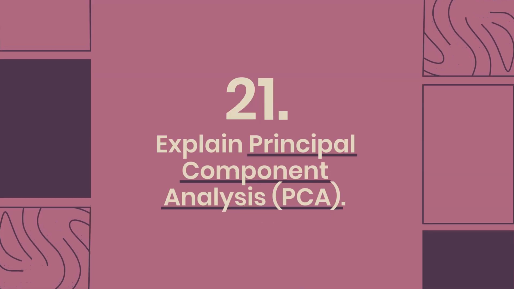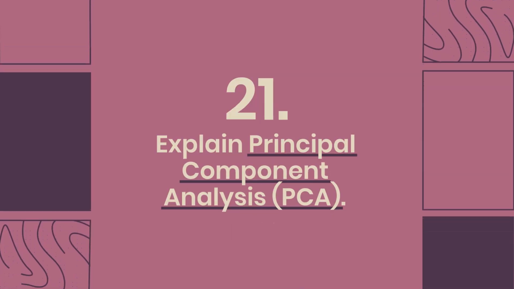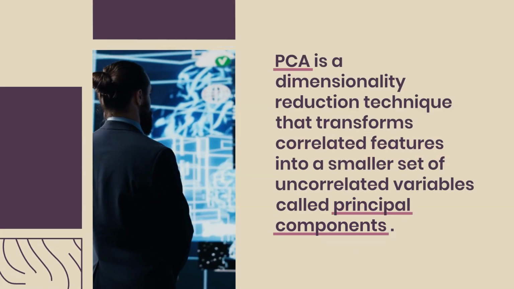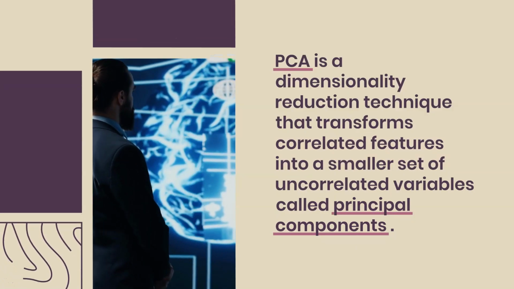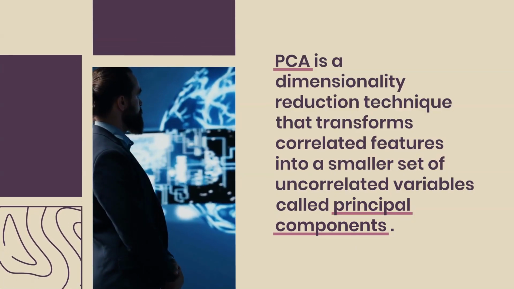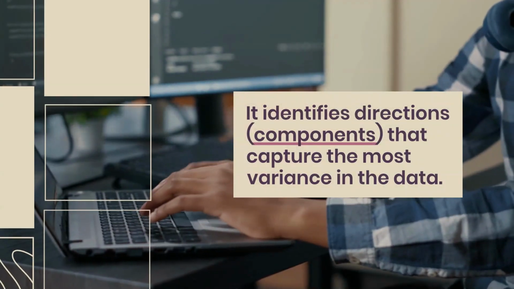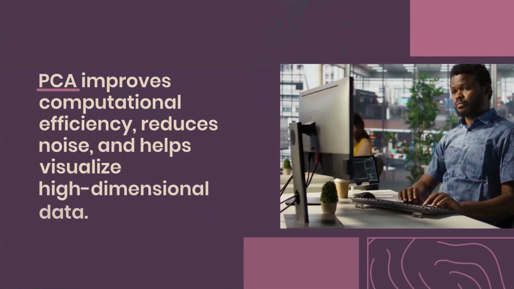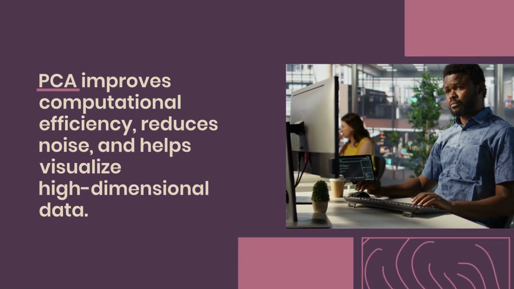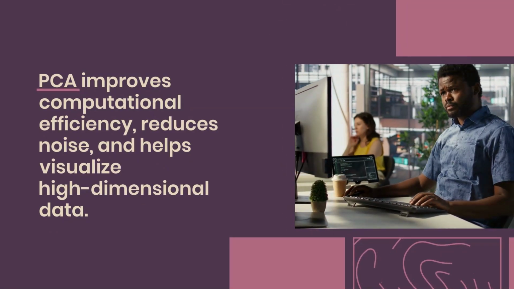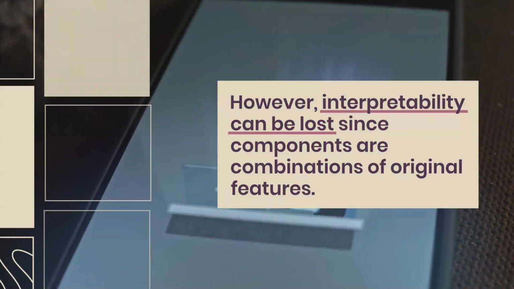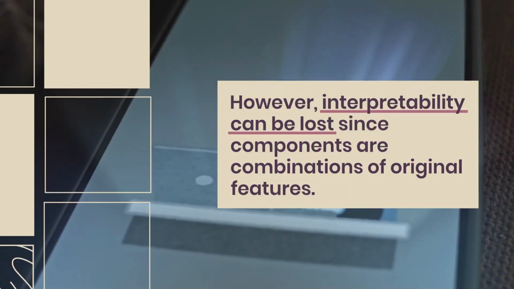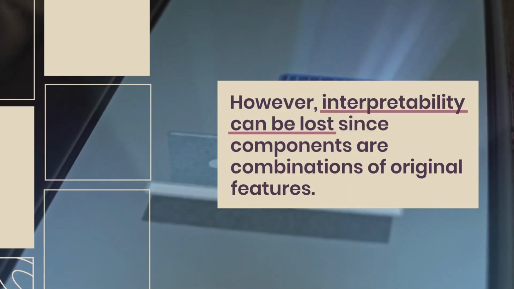21. Explain principal component analysis, PCA. PCA is a dimensionality reduction technique that transforms correlated features into a smaller set of uncorrelated variables called principal components. It identifies directions, components, that capture the most variance in the data. PCA improves computational efficiency, reduces noise, and helps visualize high-dimensional data. However, interpretability can be lost since components are combinations of original features.